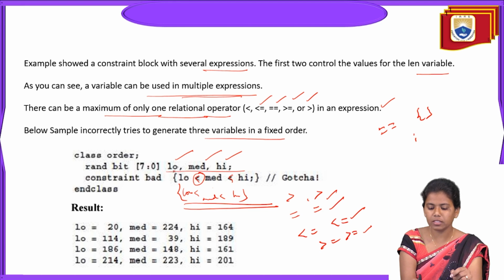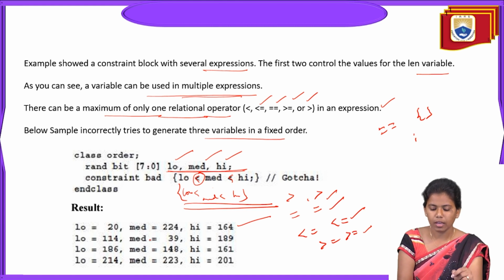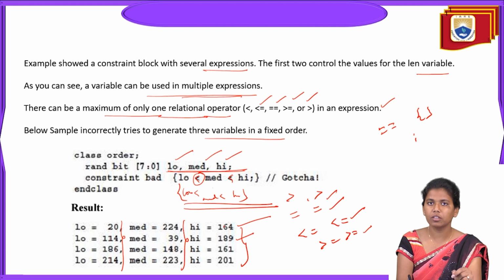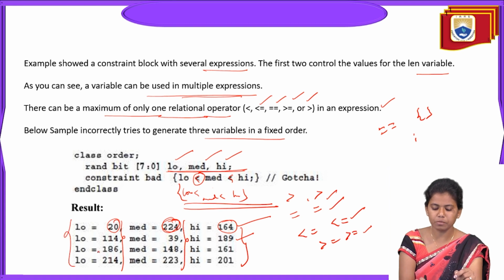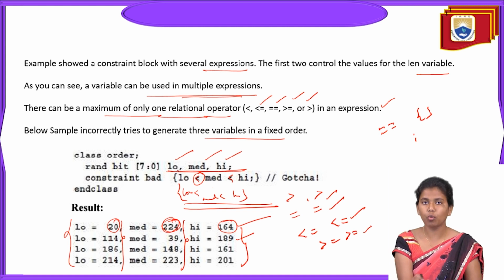As I said, we have three variables, right? The order is low, medium and high. So low is 20, medium is 24 and high is 164. And then low is 114, medium is 39 and high is 189. If you observe, there is a comparison, right? So what is the comparison? Low values are lesser than the medium values, and medium values are lesser than the high values. So in the result, if you observe, all the low values are lesser than the high values, because in the code we have given only one relational operation, that is low less than medium less than high.